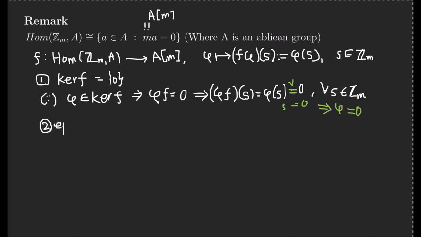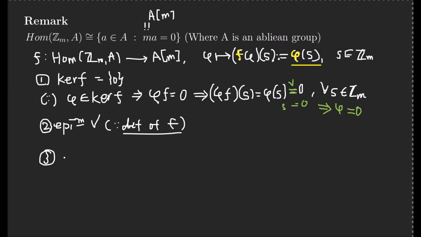The second statement is the epimorphism condition. But the epimorphism condition is already satisfied because of the definition of the map F. Because the map F is defined here, every element in AM consists of phi s, depending on phi. So for every element it depends on phi, this means there exists phi such that the map gives phi s. So by the definition of F, this map is an epimorphism.